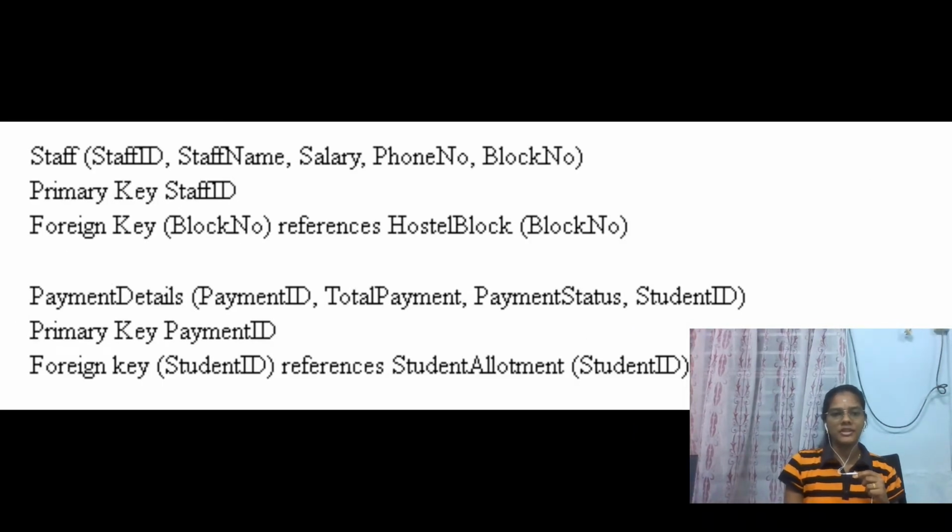Next is the staff. The attributes are staff ID, staff name, salary, phone number, and block number. The primary key is staff ID and the foreign key is block number, references hostel block number. For the payment details table, there are payment ID, total payment, payment status, and student ID. The primary key is payment ID and the foreign key is student ID, references student allotment, student ID.